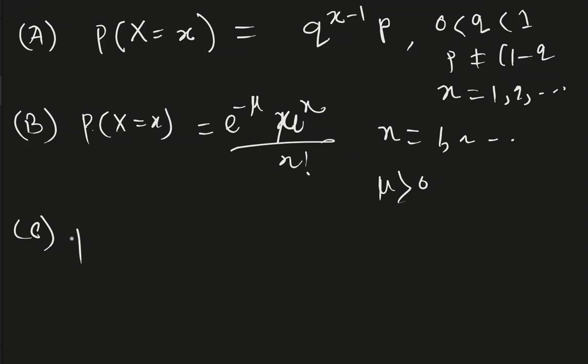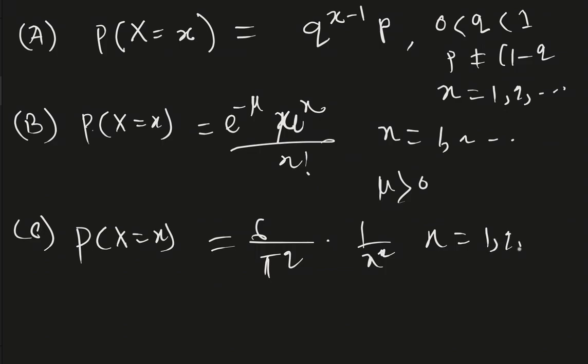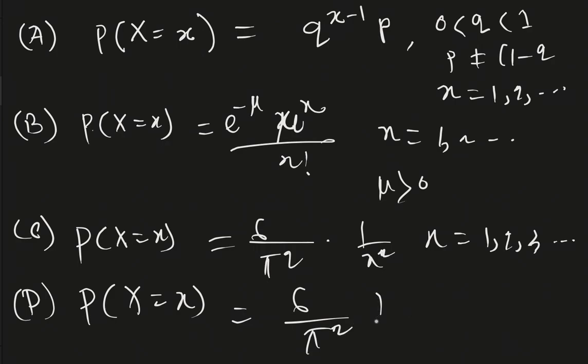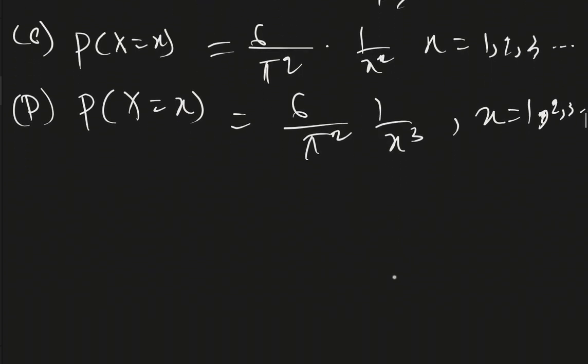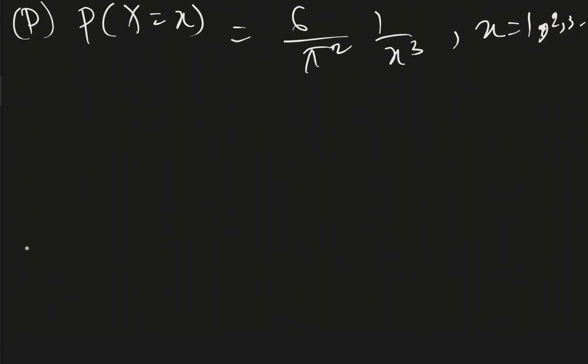C is P(X = x) equal to 6 by pi square into 1 by x square. Here also x equal to 1, 2, 3, and so on. And D is P(X = x) equal to 1 by x cube, for all positive integers. So which of the following is a valid mass function, right? What is the condition for a valid mass function?